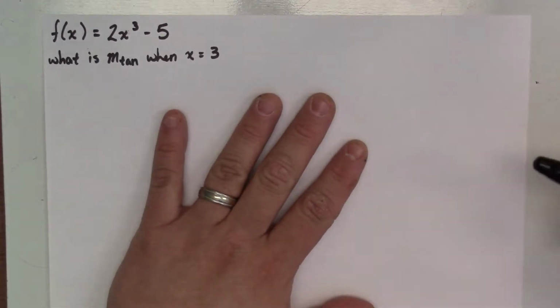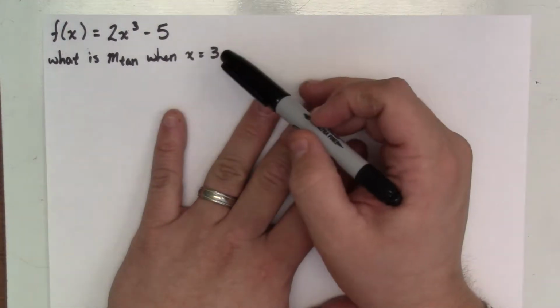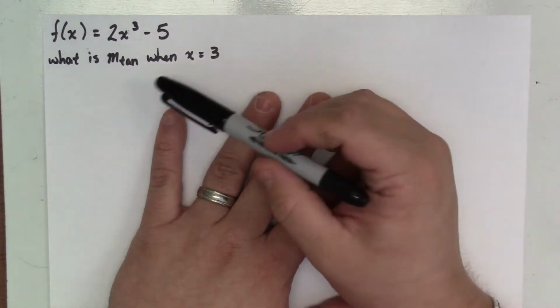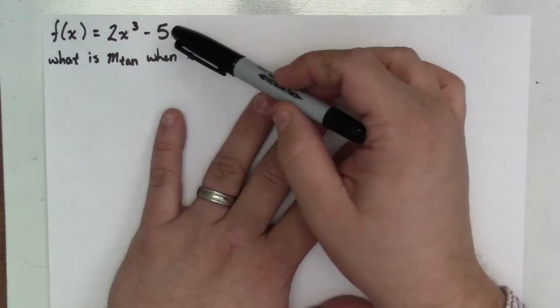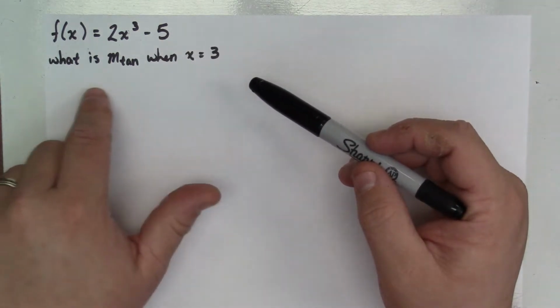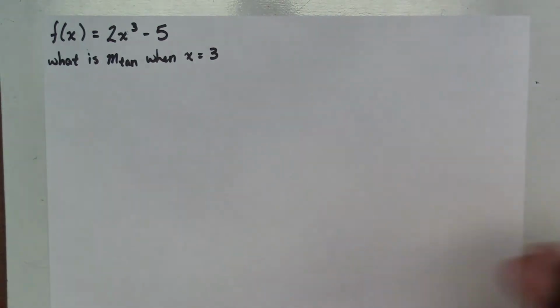The point of this video is I'm going to work a couple examples. Actually, I'm going to work the same example both ways that we discussed in our previous series on what a derivative is. And I'm going to focus this video on the function f of x equals 2x cubed minus 5. And my question is going to be, what is the slope of the tangent line when x is 3?